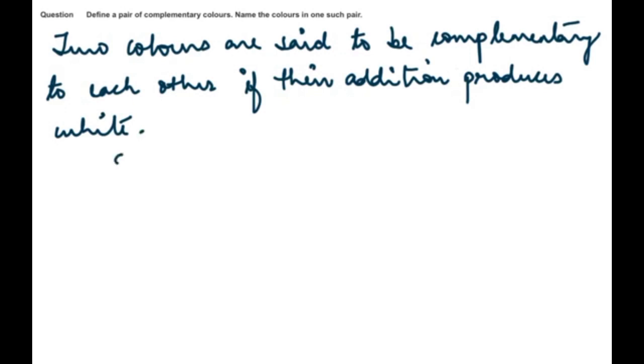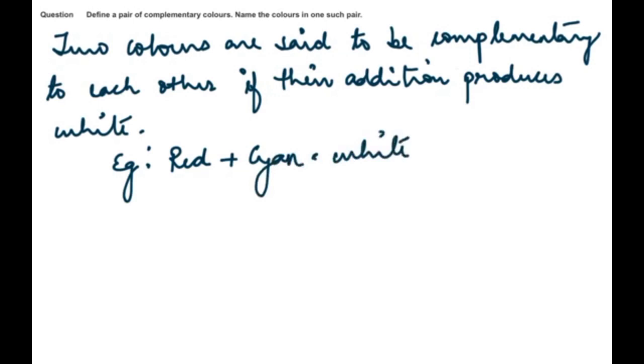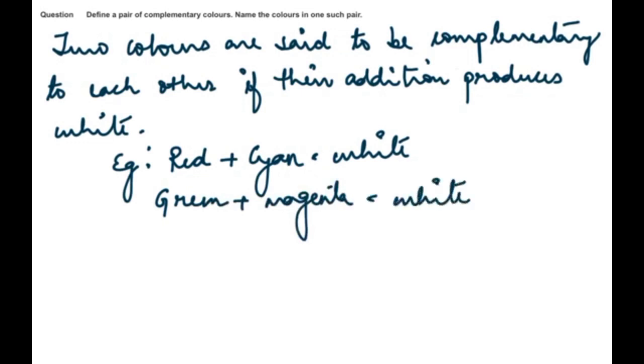Okay, let us take up some examples. Red plus cyan is white. We know this. So complementary color to red is cyan. Similarly, green plus magenta is also white. So complementary color of green is magenta and complementary color of magenta is green. Also blue plus yellow is white. So we can say that blue and yellow form a pair of complementary colors.